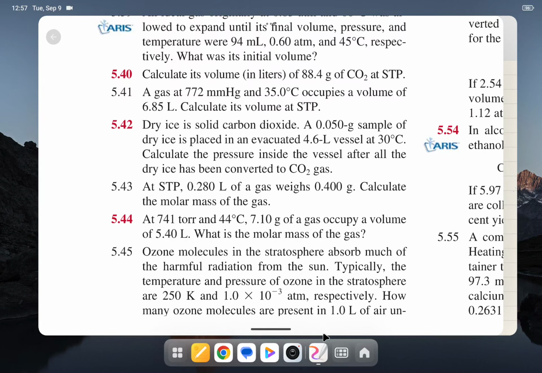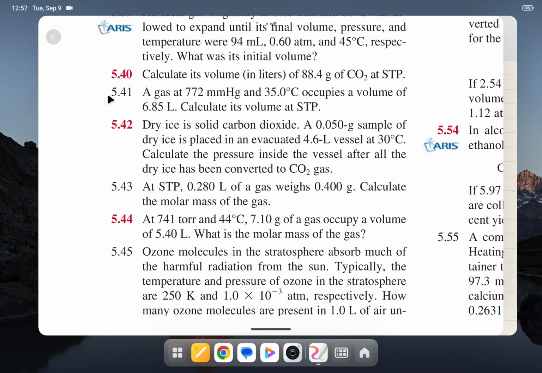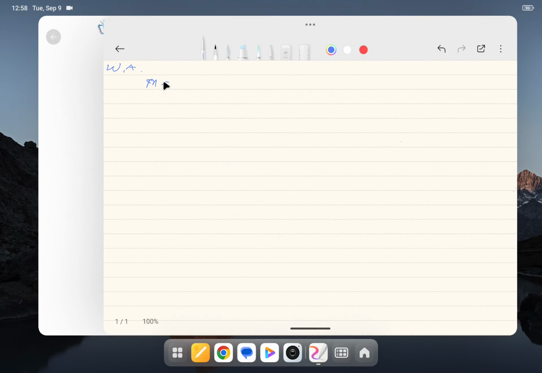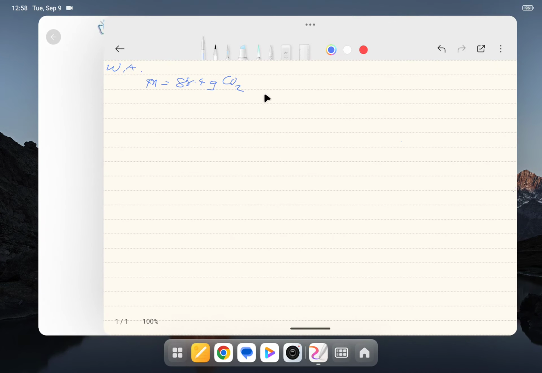So we were given 88.4 grams of carbon dioxide. So maybe we write it down. 88.4, that is usually a mass, is it? So that is a mass. 88.4 grams of carbon dioxide, and then at STP, and then find the volume in liters. So that's a question mark, and that should be in liters.